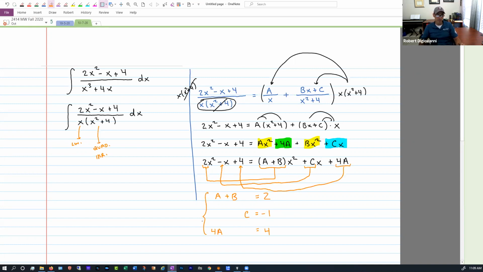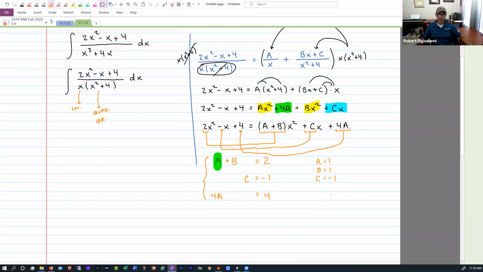Now for this system, I think it's kind of obvious, isn't it? Or no? You can figure out what a is, right? Just divide both sides by 4 on that third equation. We know a is 1. C we already have, it's -1. And to get B, all I'd have to do is replace that A with 1, subtract it from both sides, and I get B as 1. So that's pretty clean. There's really not a lot of work to do.